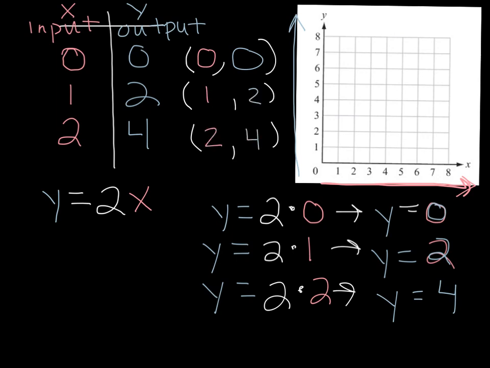now all we have to do is graph it. There we go. So there's 0, 0. There's 1, 2. And there's 2, 4. And then if I draw a straight line, I have just graphed the rule y is equal to 2 times x.